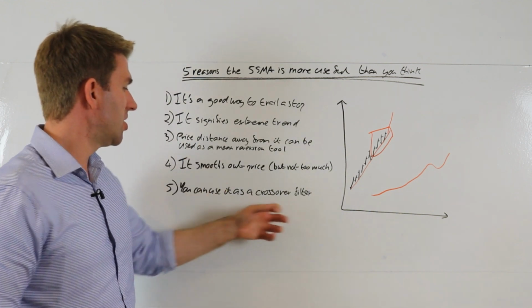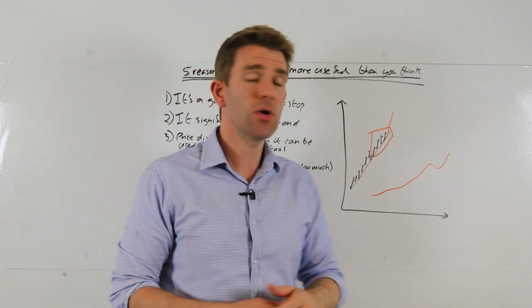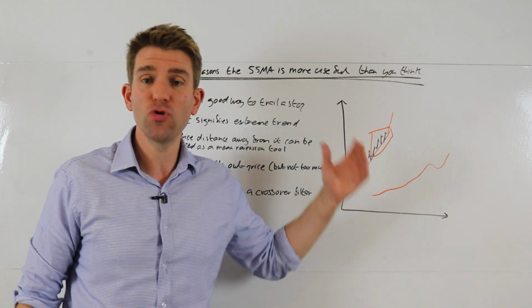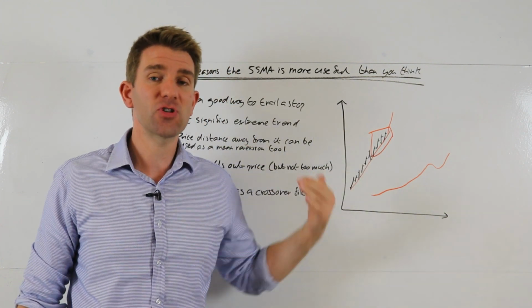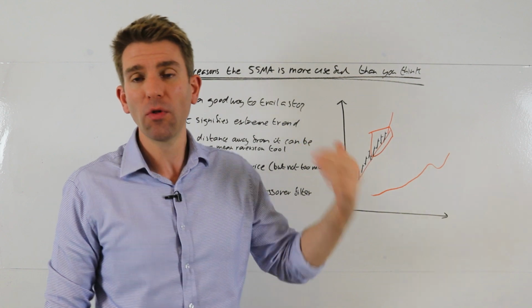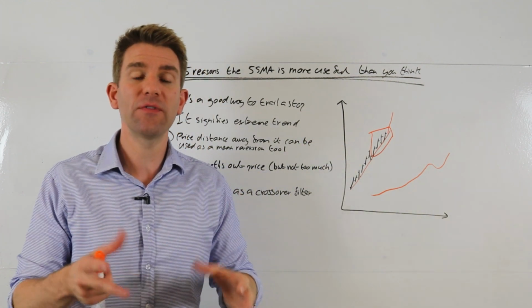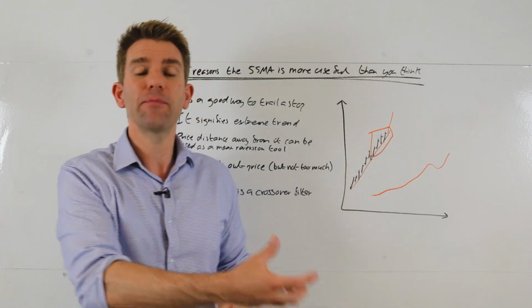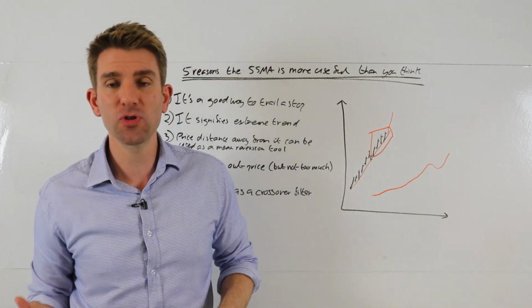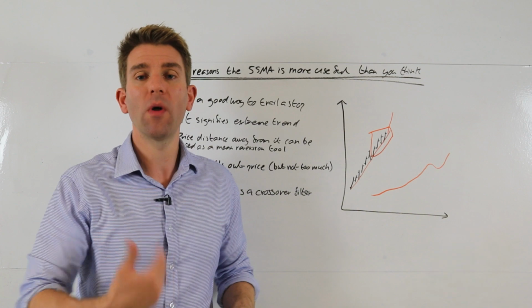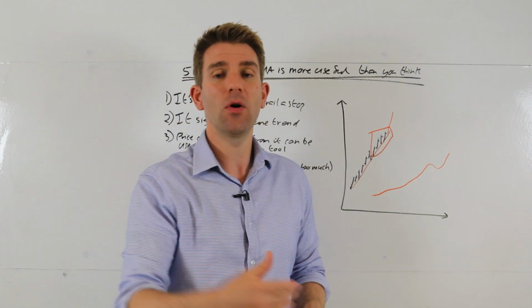Number 5, guys, you can use it as a crossover filter. One way is to just use the 5-period SMA and say, if that's crossing through the 20 or through a 50 or even a 10, maybe a bit tight, but you can play around with different settings. While the 5-period SMA is below the 20, I want to stay short, or while the 5-period is above, I want to stay long.